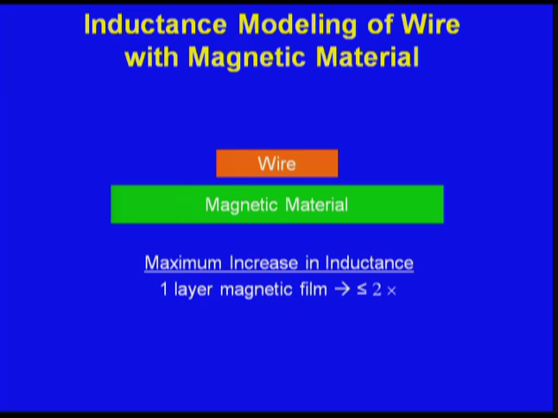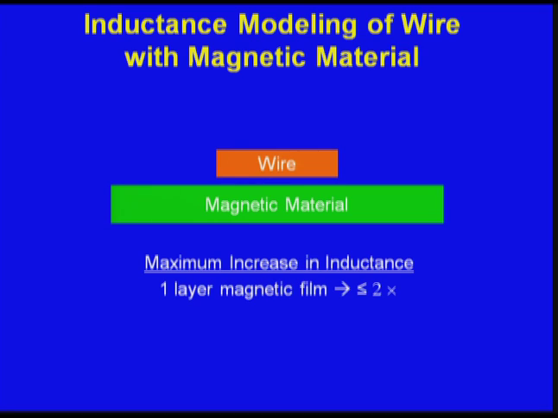Well, it turns out if you go through the equations carefully, you'll find that if you have one layer of magnetic material, the biggest increase in inductance you can get is 2x. That's independent of the permeability of the material. So that means you can put a really high permeability material in there, but all it's going to do is get to 2x faster as a function of the film thickness. This is what happens when you have a magnetic material with a single wire.